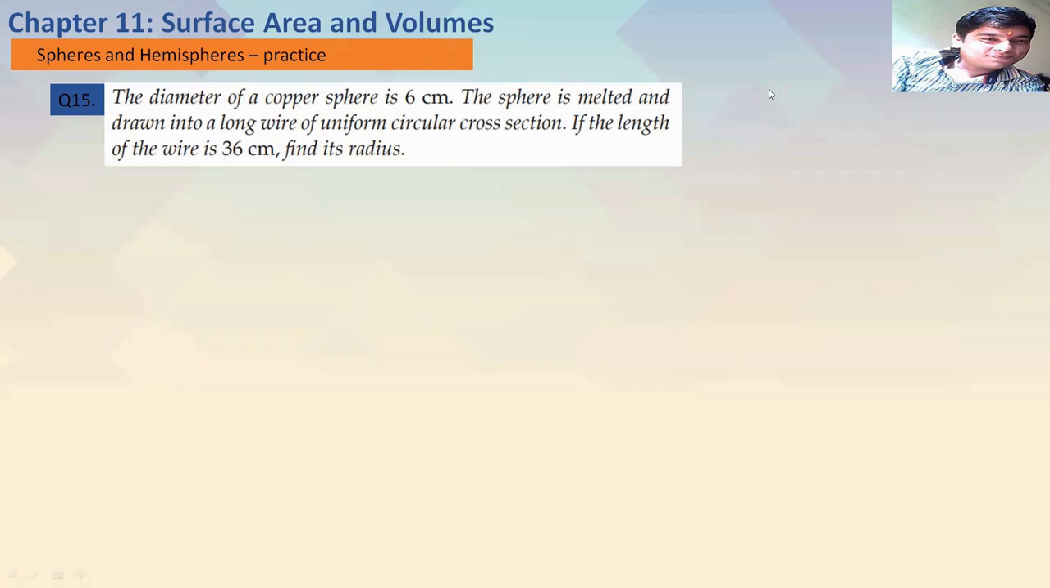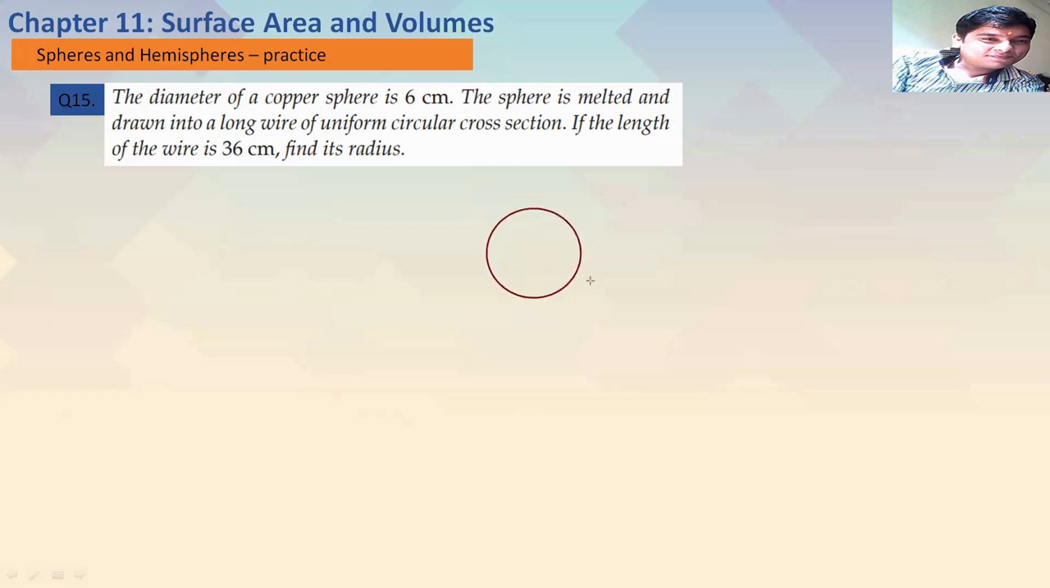Diameter of a copper sphere is 6. Come on, read it once. The sphere is melted and drawn into a long wire of uniform circular cross section. If the length of the wire is 36, find its radius.